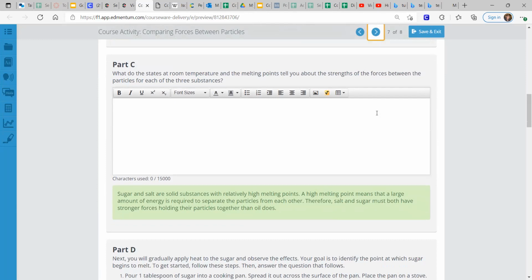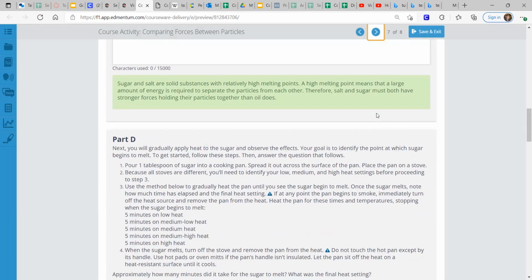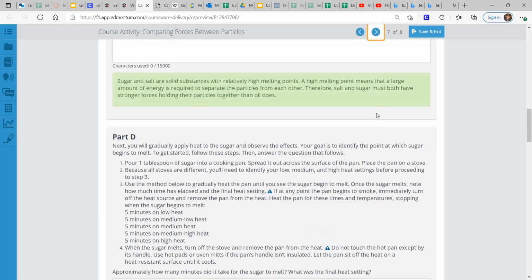What do the states at room temperature and the melting points tell you about the strengths of the forces between the particles for each of the 3 substances? Sugar and salt must have relatively high melting points. A high melting point means that a large amount of energy is required to separate the particles from each other. Salt and sugar must both have stronger forces holding their particles together than oil does.